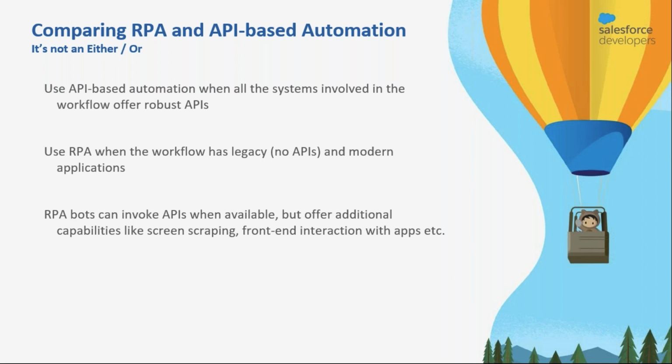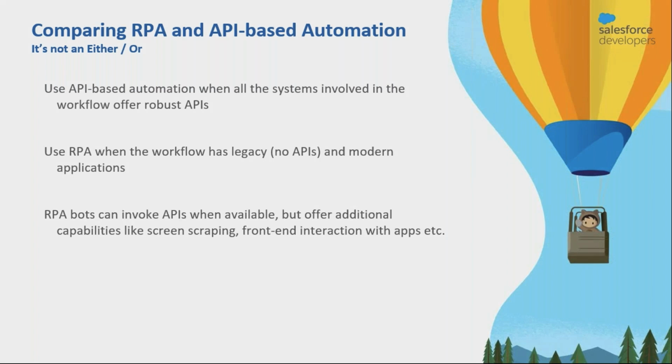These RPA bots not only can invoke APIs, but can provide you additional capabilities like screen scraping, extraction of data, and front-end interaction with applications. RPA has intelligent document processing features and also capabilities to showcase operational and business analytics too. Okay, so it is pretty clear that RPA can work both when APIs are available and also when there are no APIs. And as we know, this webinar is all about automating CRM using RPA. So Arjun, can you show us some of the RPA use cases that can be used for CRM?